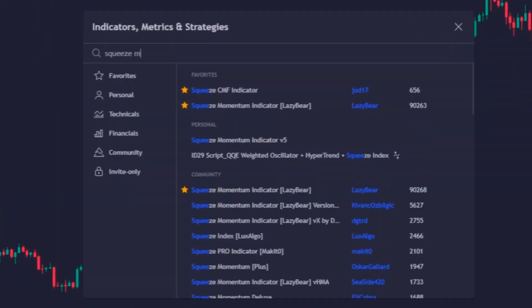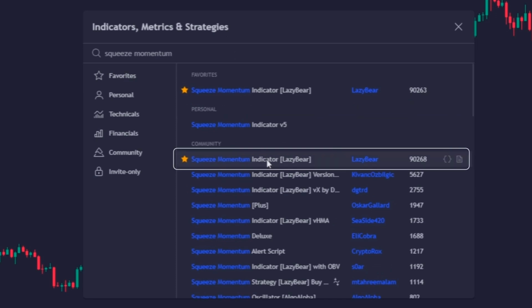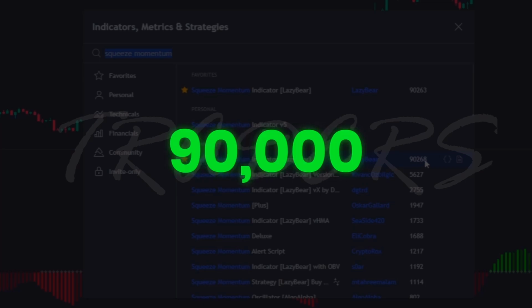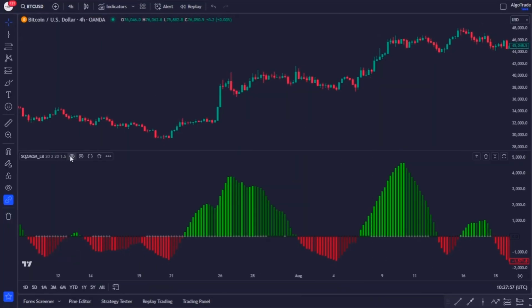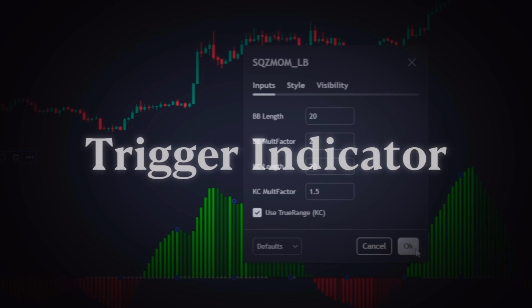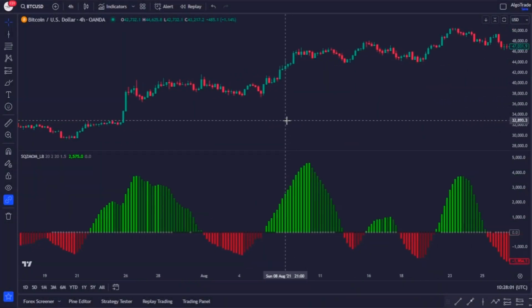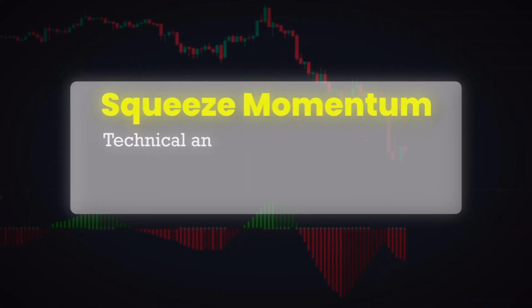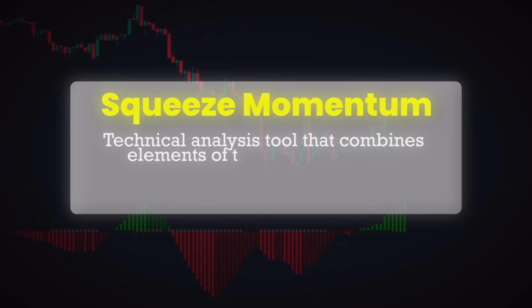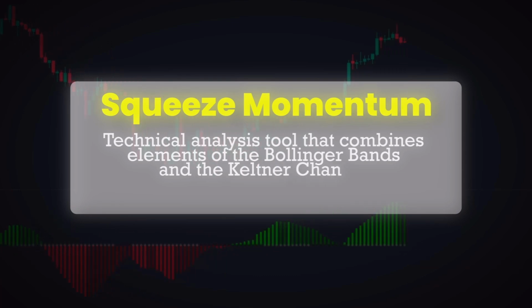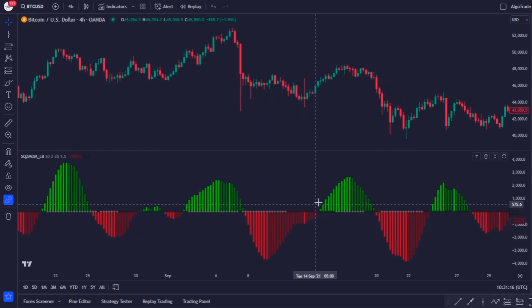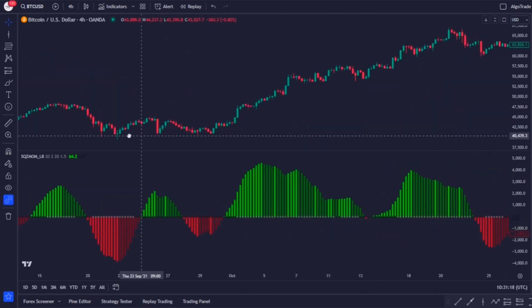First, we have the main indicator, the squeeze momentum, this one here by Lazy Bear, which is the #1 custom indicator on TradingView, used by more than 90,000 traders, with the default settings, which is going to be the trigger indicator for this strategy, so the indicator that gives us the buy and sell signals. By definition, the squeeze momentum is a technical analysis tool that combines elements of the Bollinger Bands and the Keltner channel, being a momentum indicator that helps traders identify the direction and strength of the market.